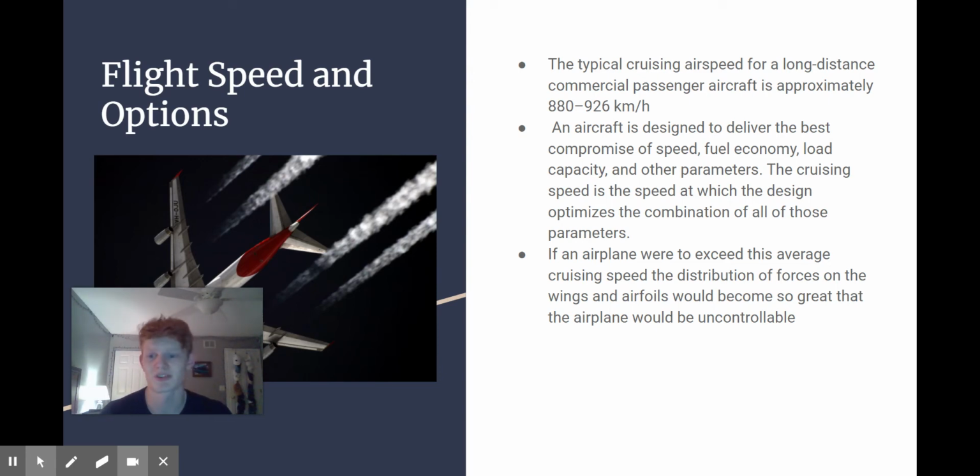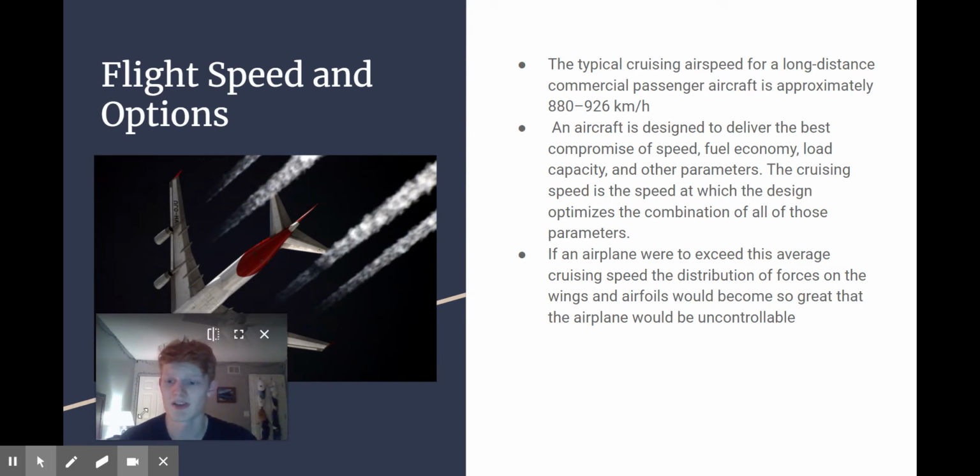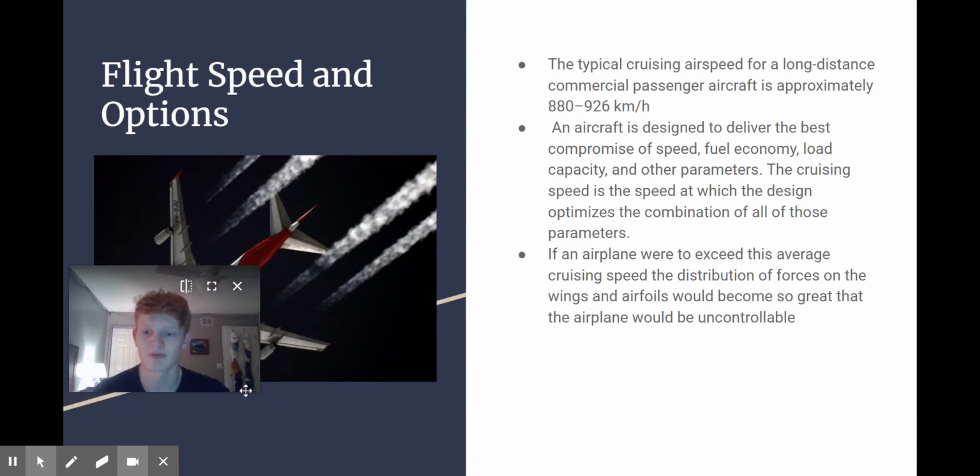The speed at which an airplane travels is basically to avoid exceeding an average cruising speed where the distribution of forces on the wings and airflows will become so great that the airplane will become uncontrollable. So if you're traveling too fast and the lift or the downforce becomes too great, the aircraft could fall into a dive or an uncontrollable fall. And that would be a horrible thing to happen to a passenger aircraft where people could get hurt.